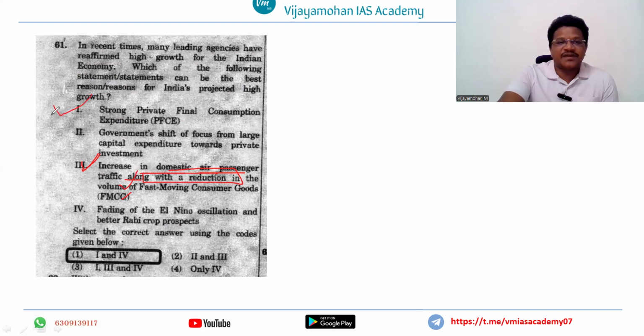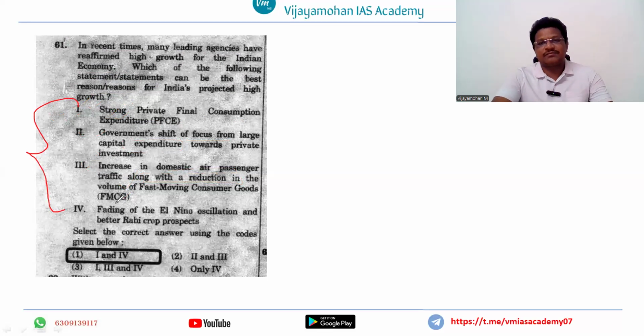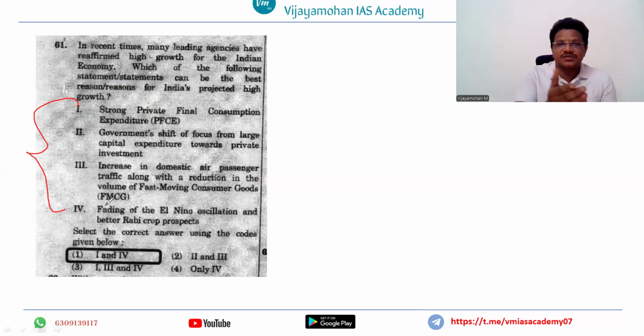And then private final consumption expenditure is strong, yes, in 23, 22, 23, 24. Then government's shift of focus from large capital expenditure, this is also a wrong statement, because since Covid the government is focusing on more capital expenditure, right? So these so-called statements you cannot get in any regular traditional textbooks, and you have to be thorough with the daily economy news, and you have to be thorough with your economic survey, because this comes from internal discussions. So these are the kind of questions that they are focusing on, right?